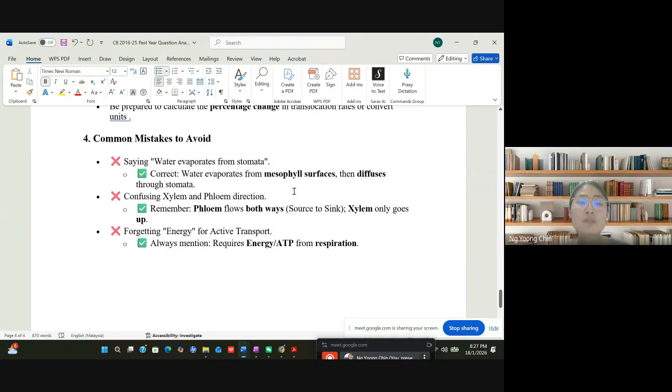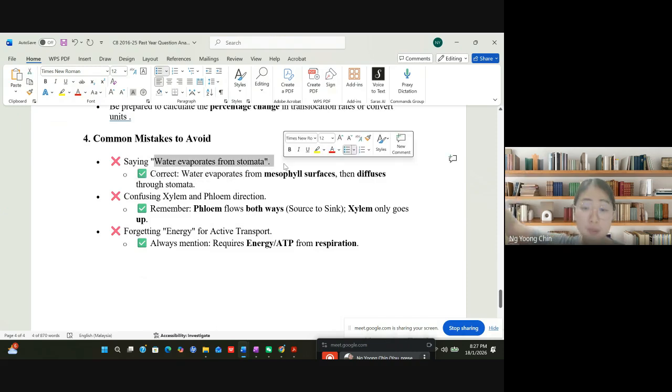Okay, some mistakes to avoid: a lot of students will write it this way: water evaporates from stomata. Okay, so it's not evaporate from stomata, it's diffuse from stomata. Water will evaporate from the mesophyll surface. Later they will diffuse through the stomata. Okay, please don't make this mistake. Water diffuses from the stomata.